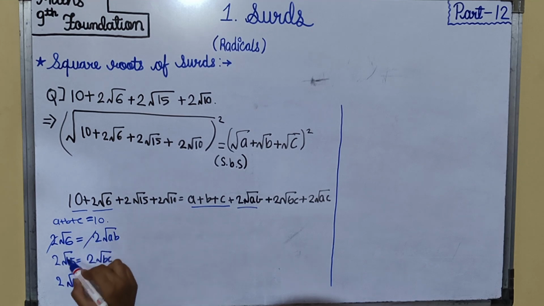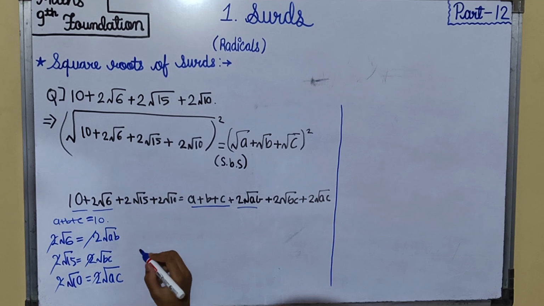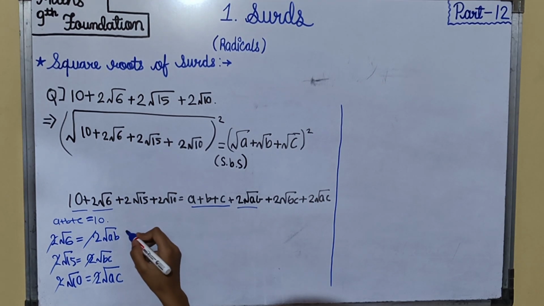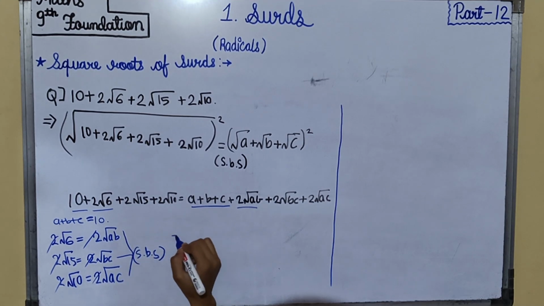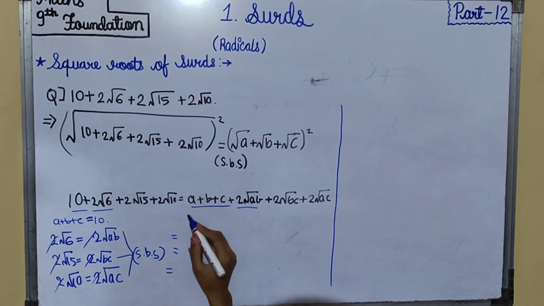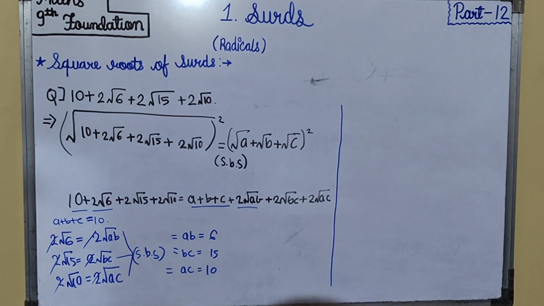Now 2 will get cancelled after transposing. And for removing the roots we'll square both sides, and that will give ab equal to 6, bc equal to 15 and ac equal to 10. You can check, these will be the values.